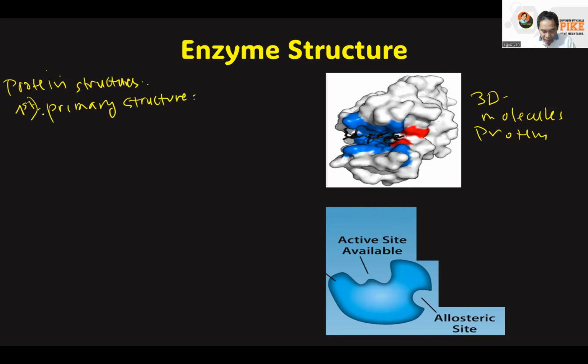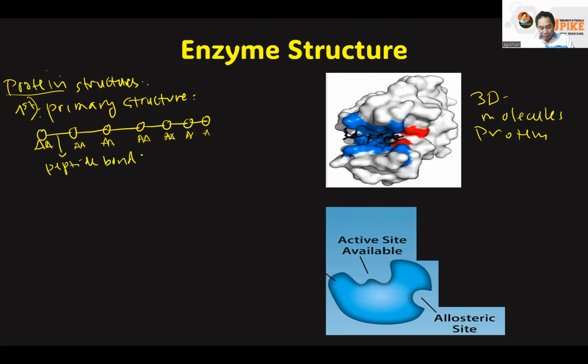The primary structure of proteins is actually just looking at the structure or the bond between amino acids. So this is amino acid, amino acid, amino acid. We just look at this connection, just the bond between amino acids. That bond is called the peptide bond. That's the primary structure.